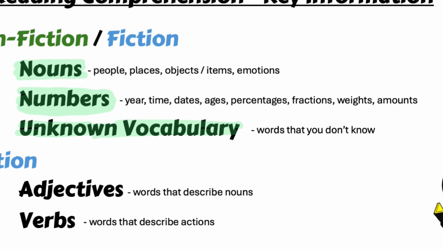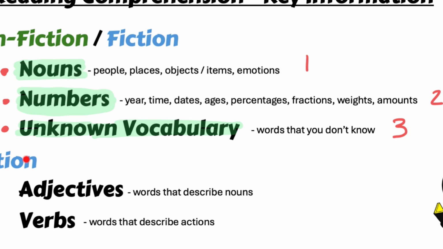So these 3 things of nouns, numbers, and unknown vocabulary, these are the 1, 2, 3 things that we're going to be looking for when we read a text. And we're going to go into some examples of this so you can see what I mean, okay? Very, very important. Nouns, numbers, unknown vocabulary. Have that in your head when you're reading a text. I need to spot nouns, numbers, unknown vocabulary.